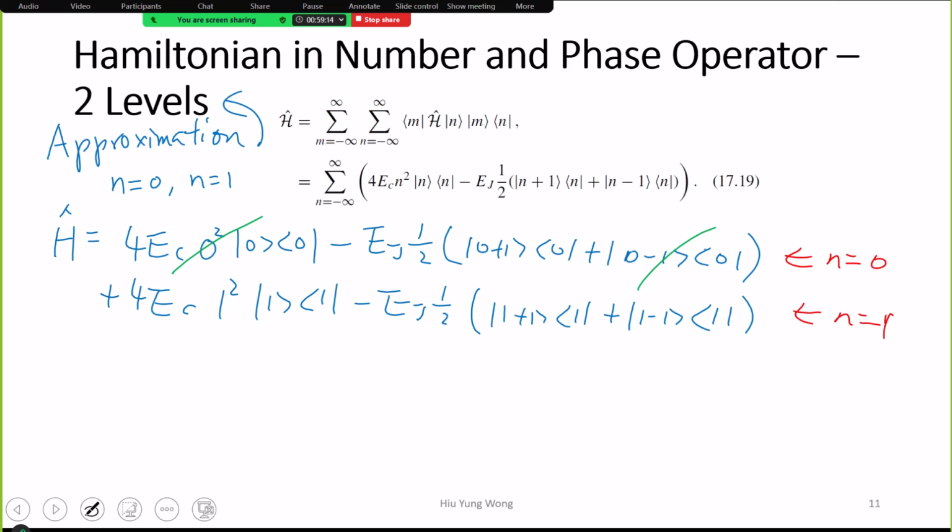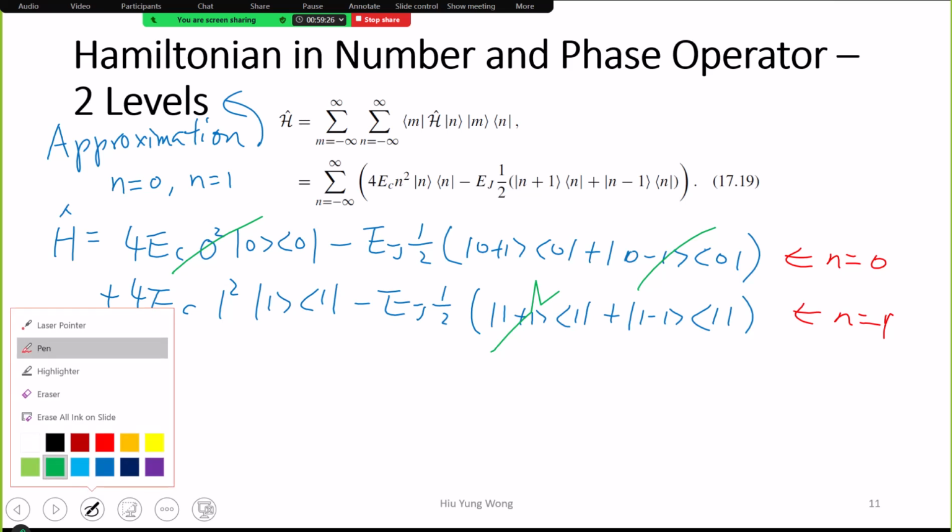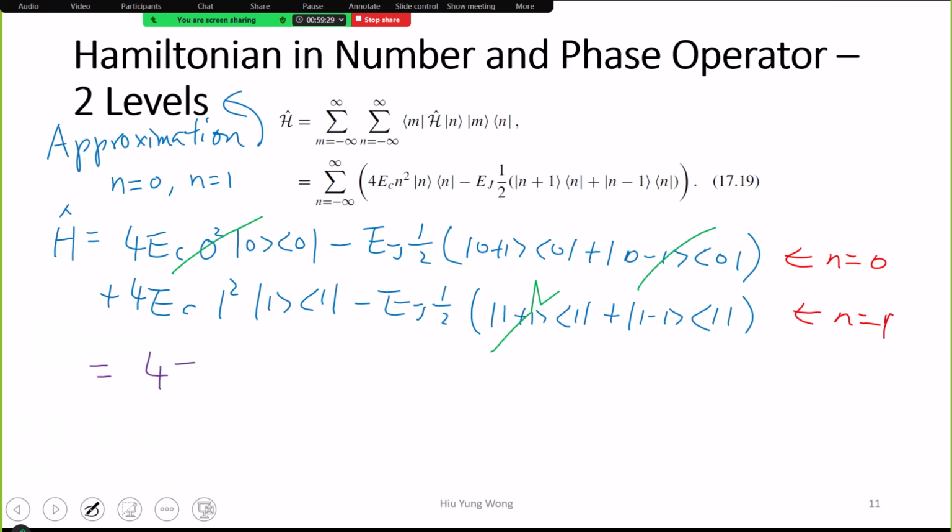Here I have a negative 1 state. This is also gone. Why? Because I have 2 states, right? n equal to 2 is gone. So as a result, this is equal to 4EC |1⟩⟨1| minus EJ over 2, |0⟩⟨1| plus |1⟩⟨0|. Right? Because this is 1 squared, so I just put it as 1. This one is |1⟩⟨0|. This is |0⟩⟨1|.